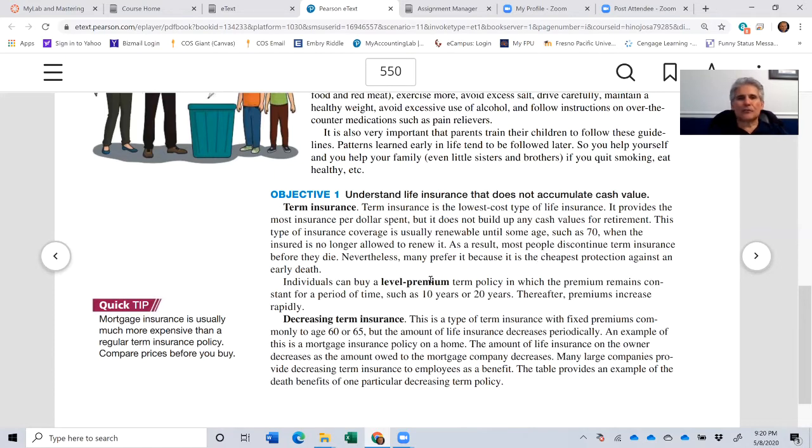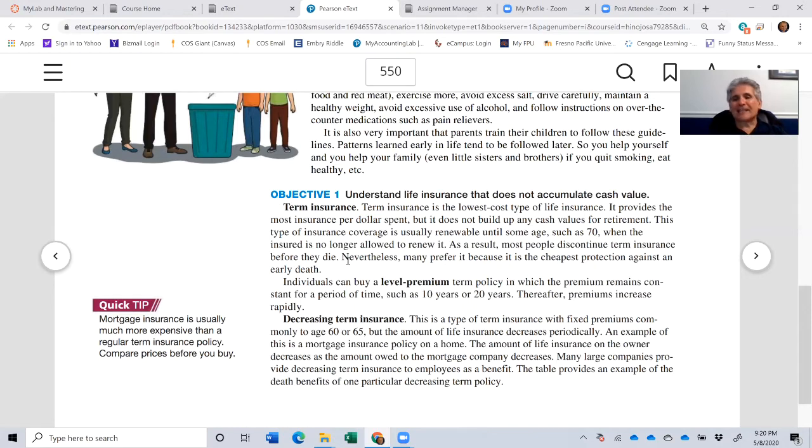There are different types of insurance. One of them is called term insurance. Term insurance is the lowest cost type of life insurance. The reason term insurance is lower in cost is because that's all it gives you. It's just insurance.